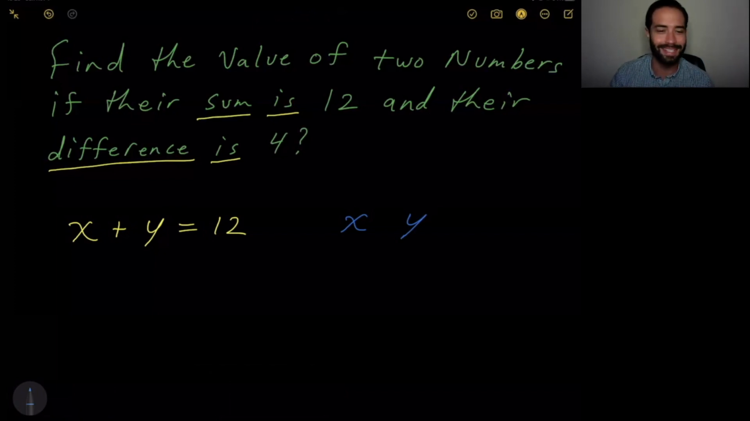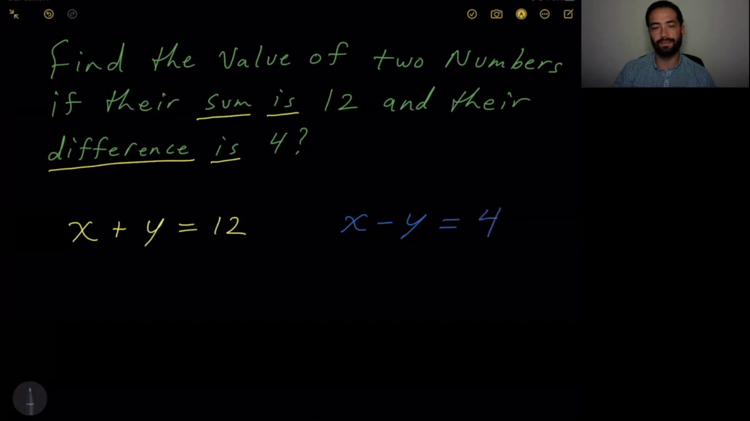It happens. Anyway, their difference, subtraction. So the answer to a subtraction problem, so X minus Y, and then again we have "is," so equals 4.